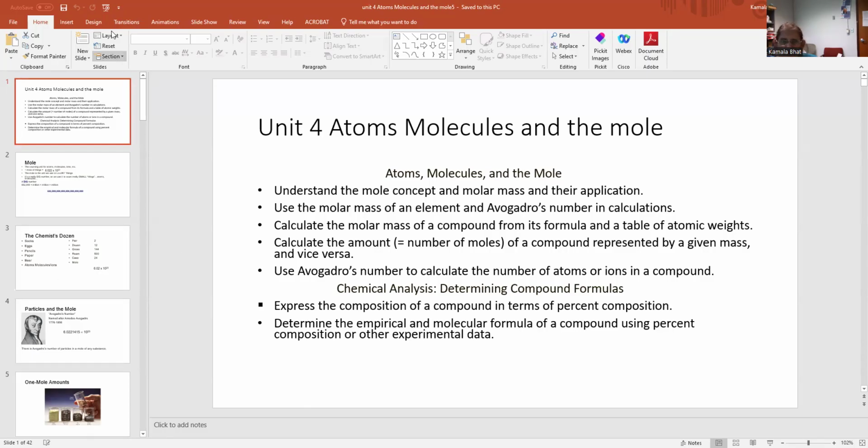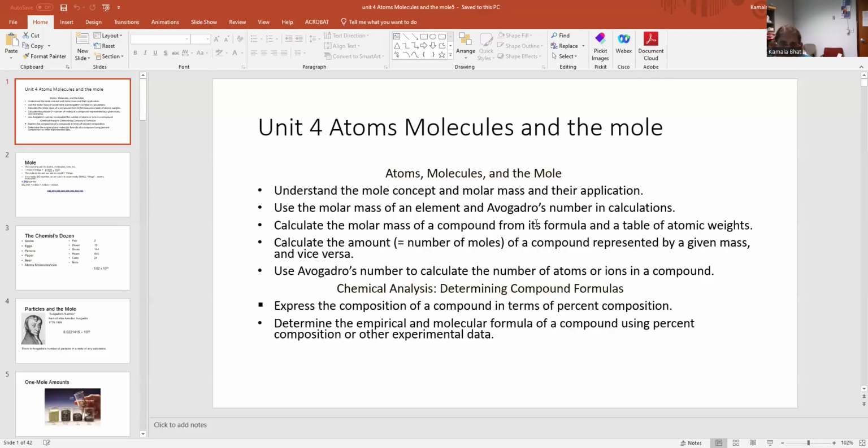So first, atoms, molecules, and the mole. We have to understand the mole concept and the molar mass and their application. Use the molar mass of an element and Avogadro's number in calculations. Calculate the molar mass of a compound from its formula and the table of atomic weights. Calculate the amount, number of moles of a compound represented by a given mass and vice versa. Use Avogadro's number to calculate the number of atoms or ions in a compound.